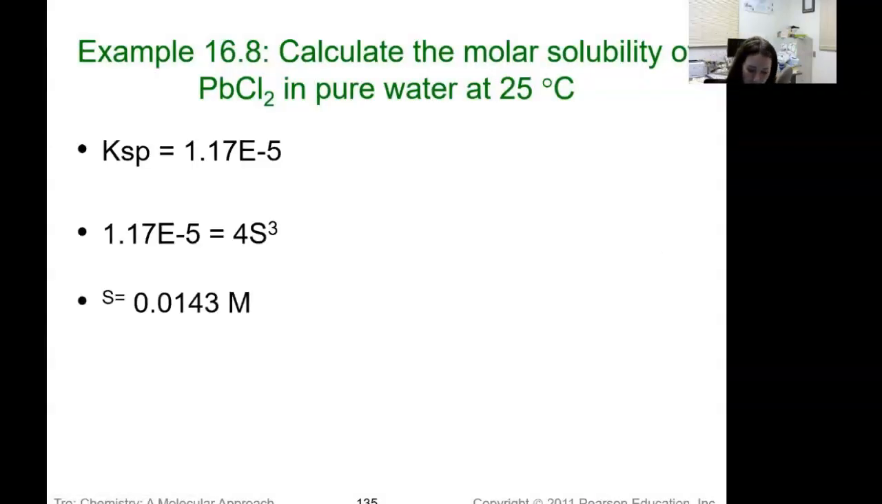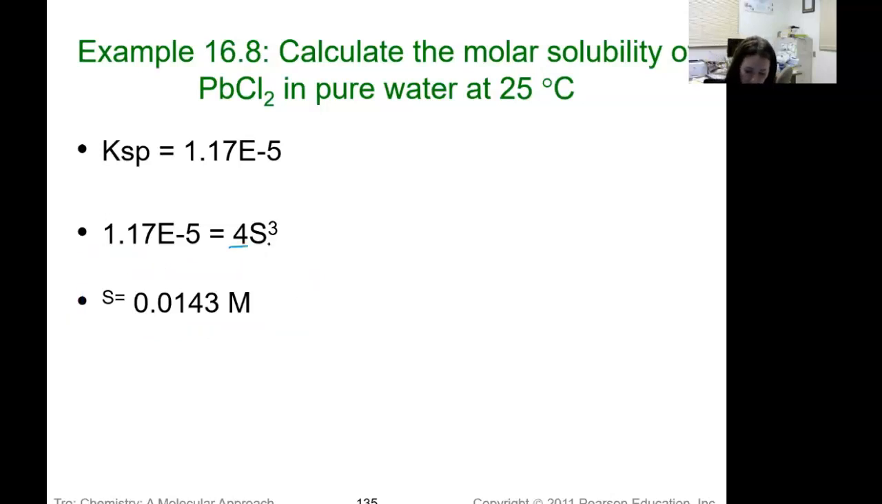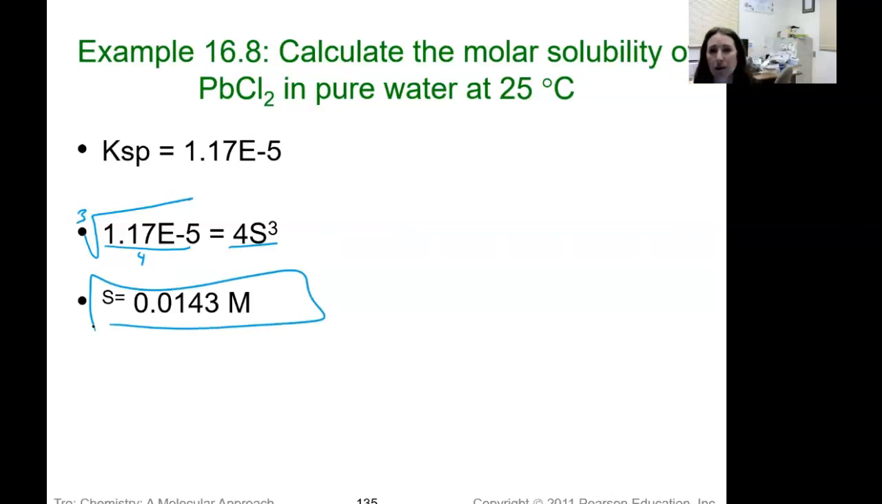And so you get 1.17 times 10 to the negative 5, and then we have 4S cubed. Divide by 4, take the cubic root. Here is our S. Divide by 4, take the cubic root, and we get this. And this is the molar solubility of PbCl2. Okay, so I'm going to do another one of these.